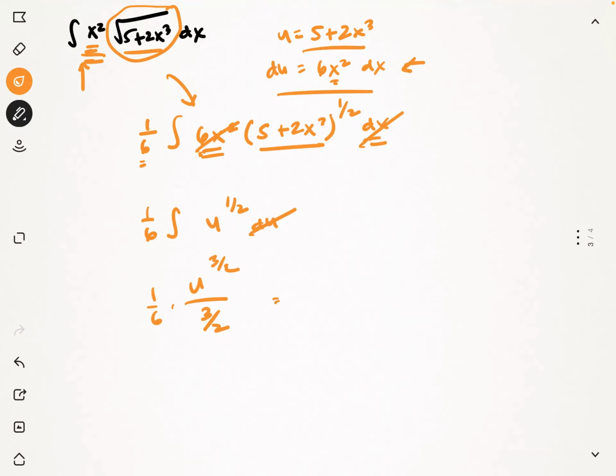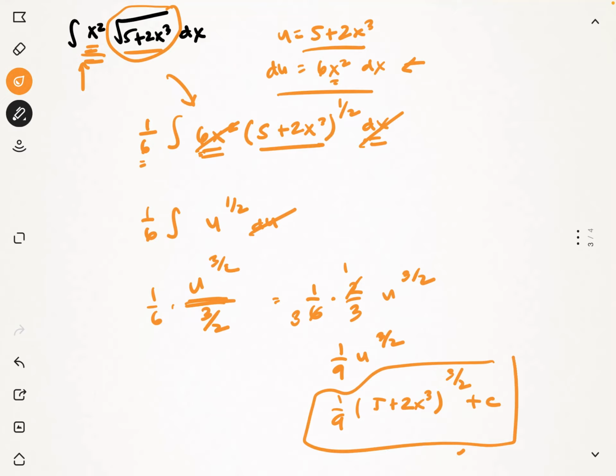Let's make this a little bit simpler. Anytime we have a complex fraction, remember we can multiply by the reciprocal of the denominator. So 1/6 times the reciprocal of 3/2, which is 2/3, this simplifies. So we have 1/9 u to the 3/2, and at this point we can plug in our u, which is 1/9 (5 plus 2x cubed) to the 3/2 plus c.